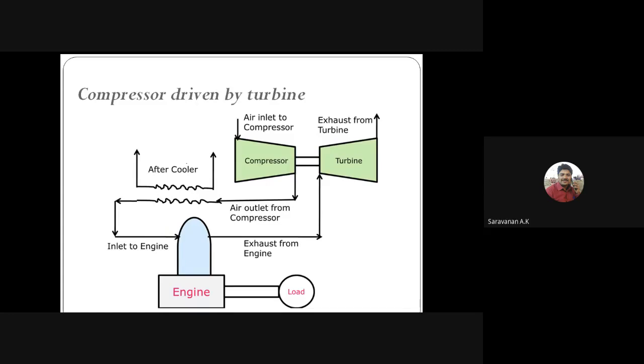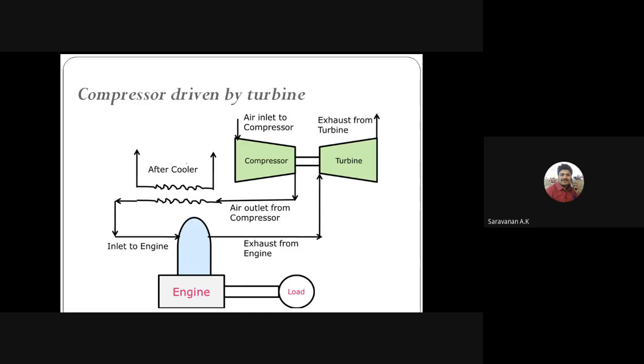Then the second one. In this arrangement, the supercharger is driven by the turbine, which runs with the help of the exhaust gas coming out from the engine. The exhaust gas is released and passes through the turbine, and then goes out to the exhaust system. Due to the exhaust gas, the turbine rotates.